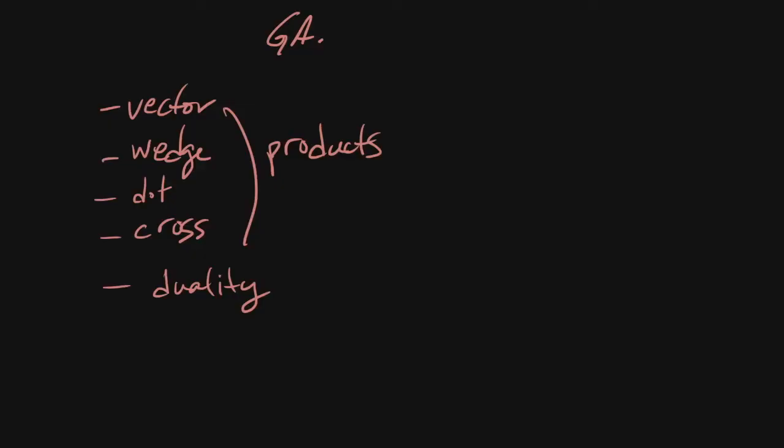This is the second talk about geometric algebra, or Clifford algebra, or GA for short. In this talk I'm going to talk about the vector product, wedge product, dot product, cross product, how they're related, and duality.